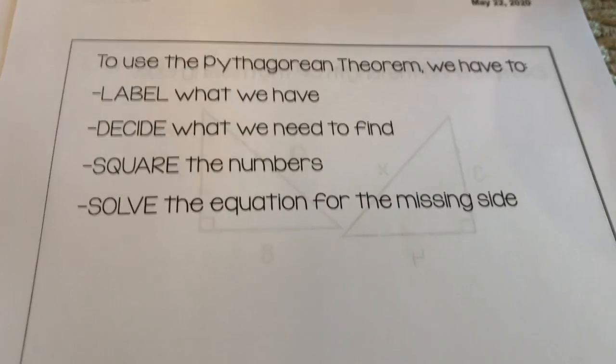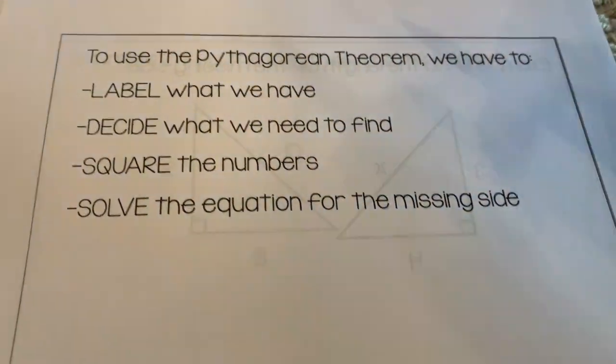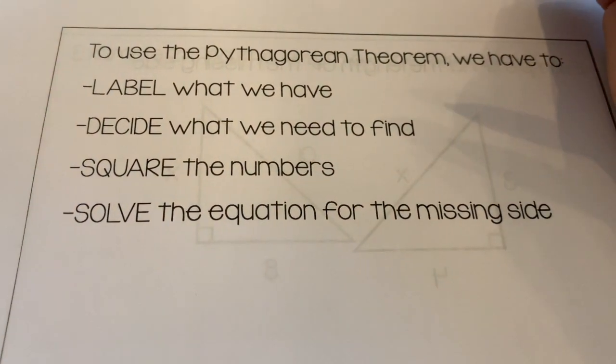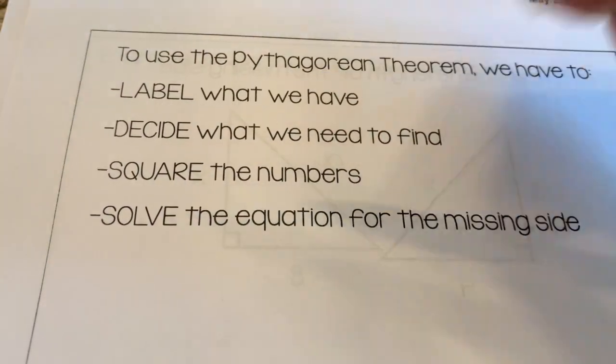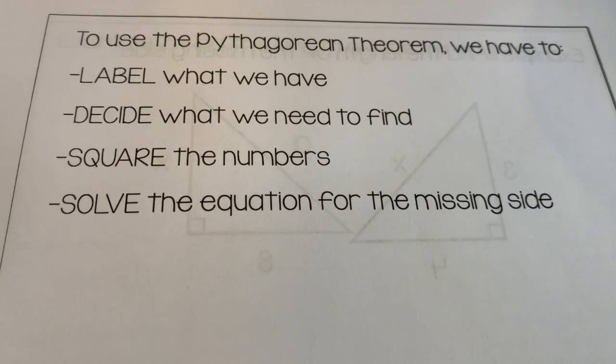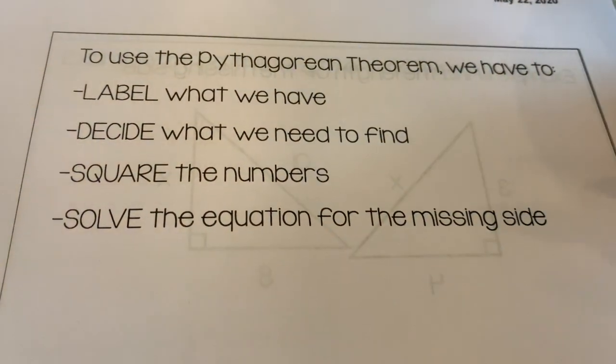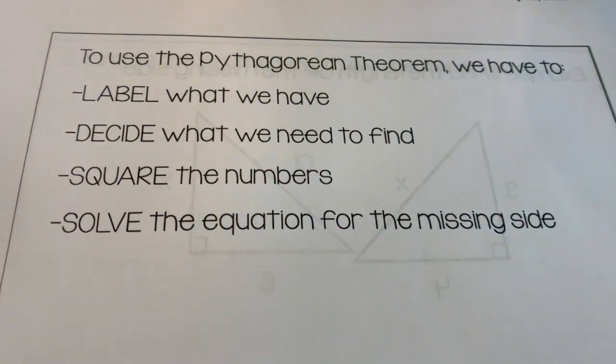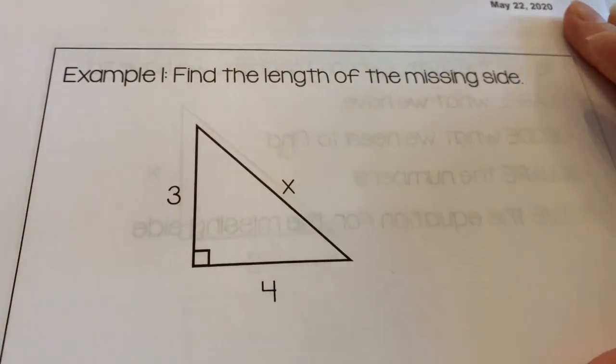So here's what we have to do in order to use the Pythagorean theorem. First thing we do is we label what we have. Then we decide what we need to find, because sometimes you need to find a leg and sometimes you need to find a hypotenuse. Then you square all your numbers, and then you solve the equation for the side that you're looking for. I'm going to show you an example of what I mean. This is the type of problem you'll see.